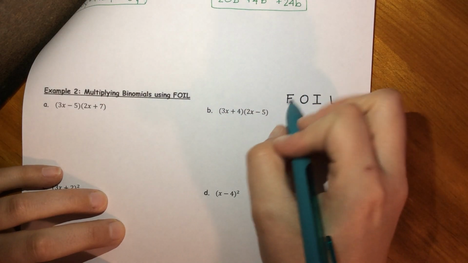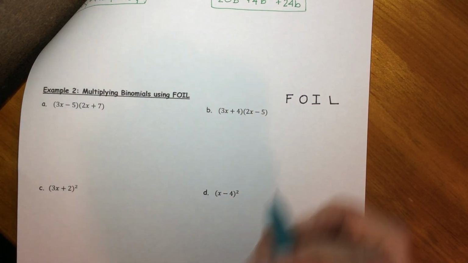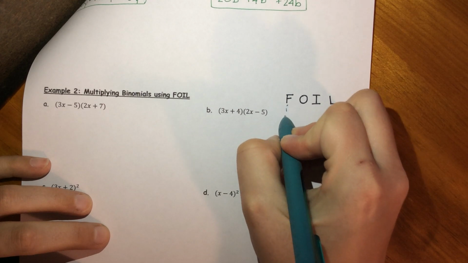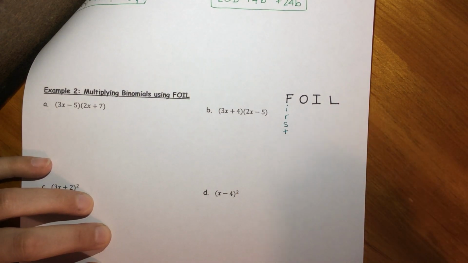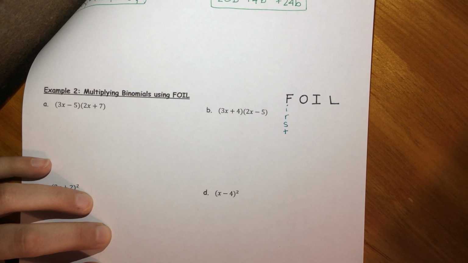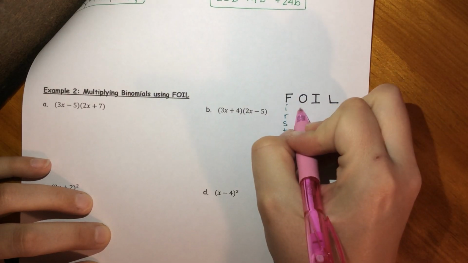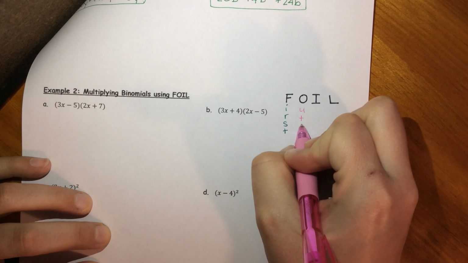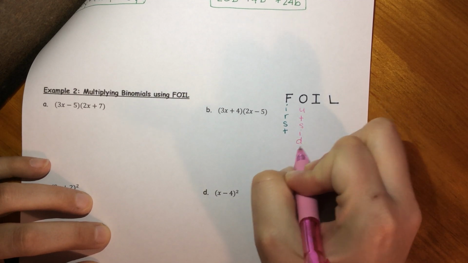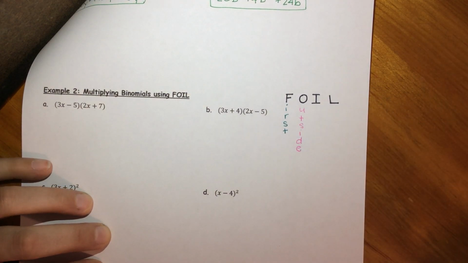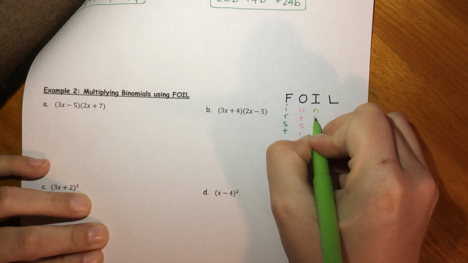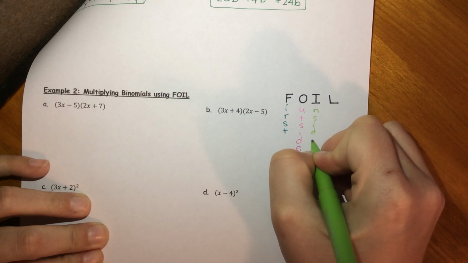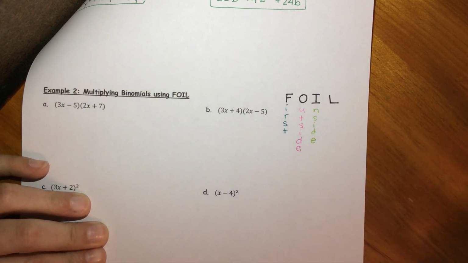So the F stands for first. So we're going to multiply the first terms together in each set of parentheses. The O stands for the outside. So we're going to multiply the outside terms together. The I stands for the inside terms.